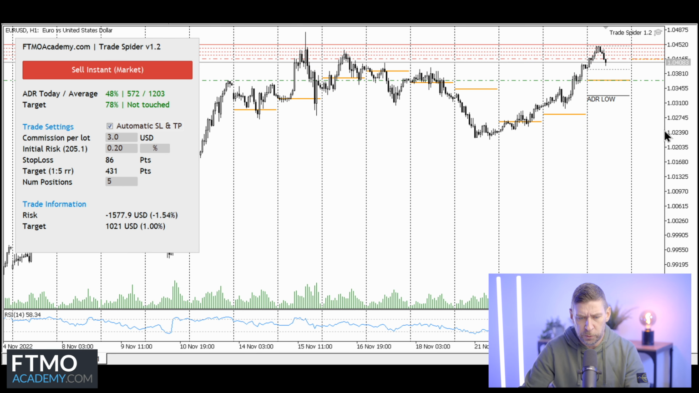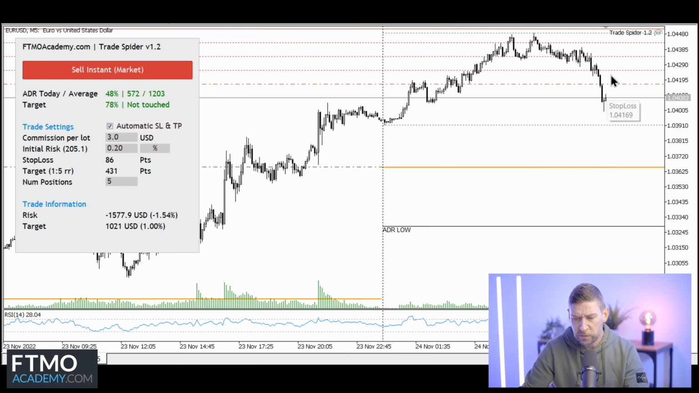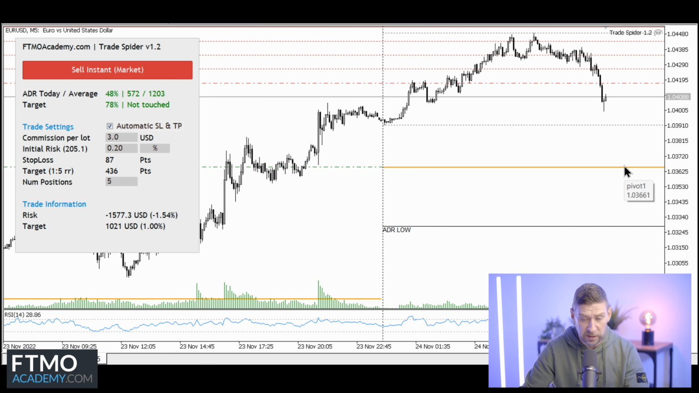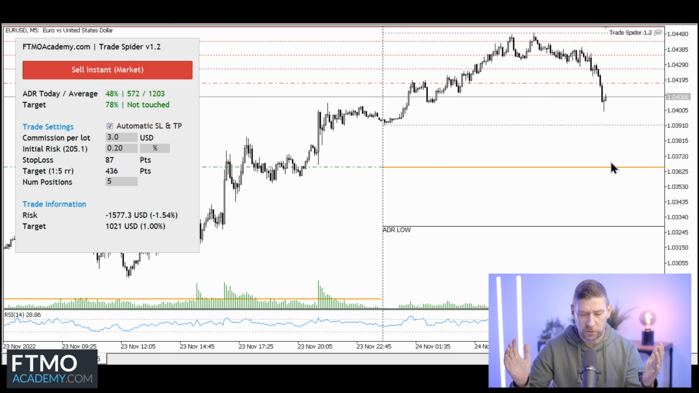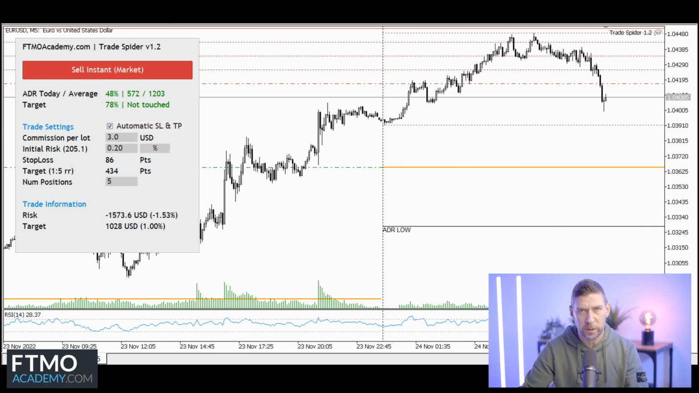We have just seen this push down now, and I want it to move up a little bit, maybe up to this area, before I take the trade, if I take the trade. It all depends on how the price action is moving. If it just continues down, I miss the trade, then I take another one. You can't FOMO in just because you see this move towards the target.